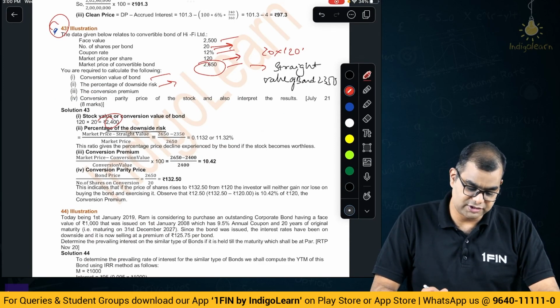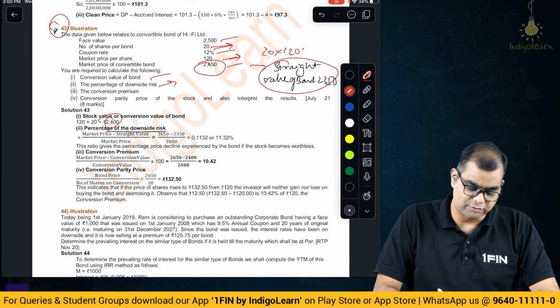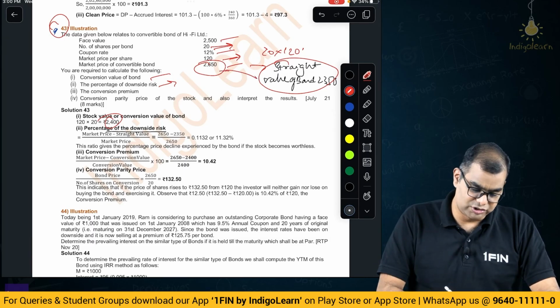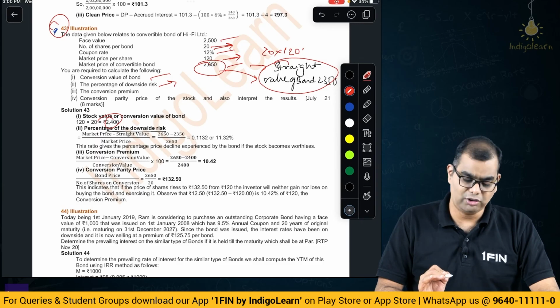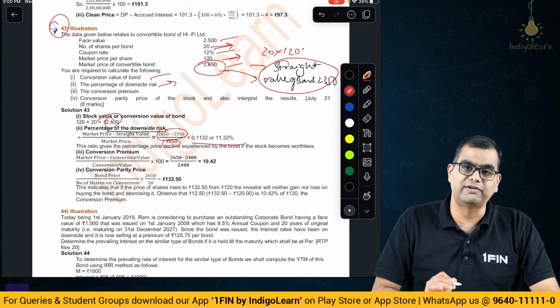So the second part is percentage of downside risk. Now what is this percentage of downside risk? For having percentage of downside risk, we need to know the straight value of the bond. Straight value is 2350. So from current market price of 2650, it can fall down to 2350. Okay. So 2650 minus 2350 by 2650 is 11.32%.